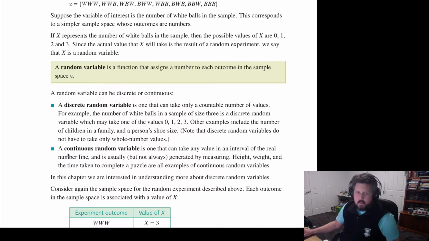On the other hand, you can have a continuous random variable, and it's one that can take on any value in an interval of a real number line, and is usually, but not always, generated by measuring. So as soon as you hear of height, weight, and the time taken to complete a puzzle, for example, they're all continuous random variables, and you note that they can all be measured. So they're continuous random variables.